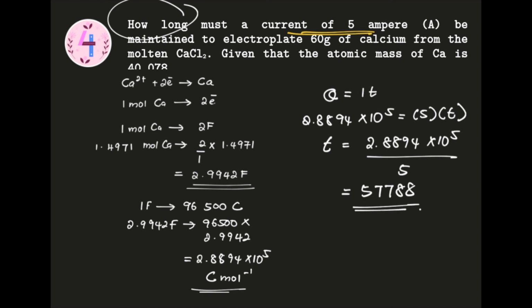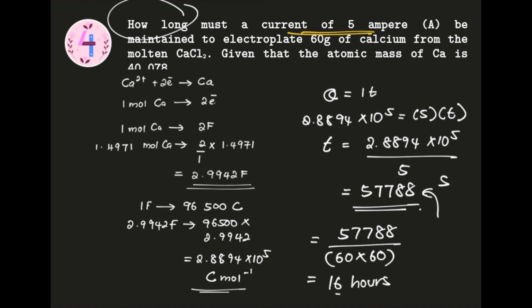Since this one is in second, you need to convert it to hours. So 57788 divided by 60 times 60 should be equivalent to 16 hours. So this is the final answer for the last question.